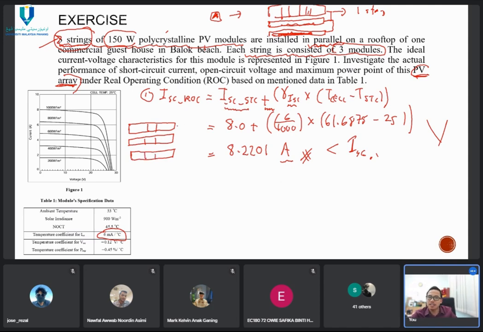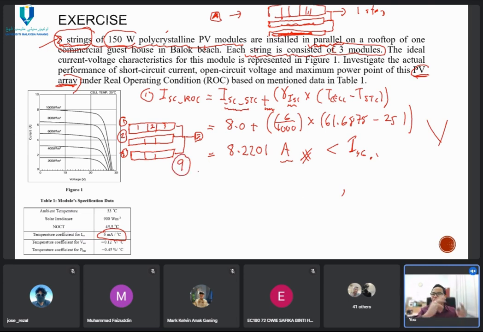This one is parallel, going maybe to the inverter. The important thing is we have 3 strings: string number 1, string number 2, and string number 3. Each string consists of 3 modules. So what is the total number of modules for this PV array? Total 9.